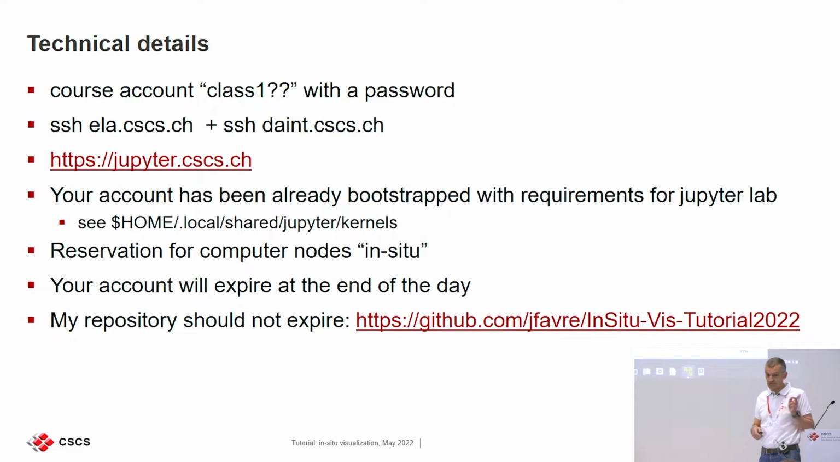So technical details, we've seen that pretty quickly already. You have all received an account, class 1.5 or 1.6 something, with a password. The way to get a terminal window on the supercomputer is to SSH to our gateway, ela.cscs.ch, and then from there you can directly jump to SSH daint. Jupyter.cscs.ch is also an interface we're going to use to get access to the resources.